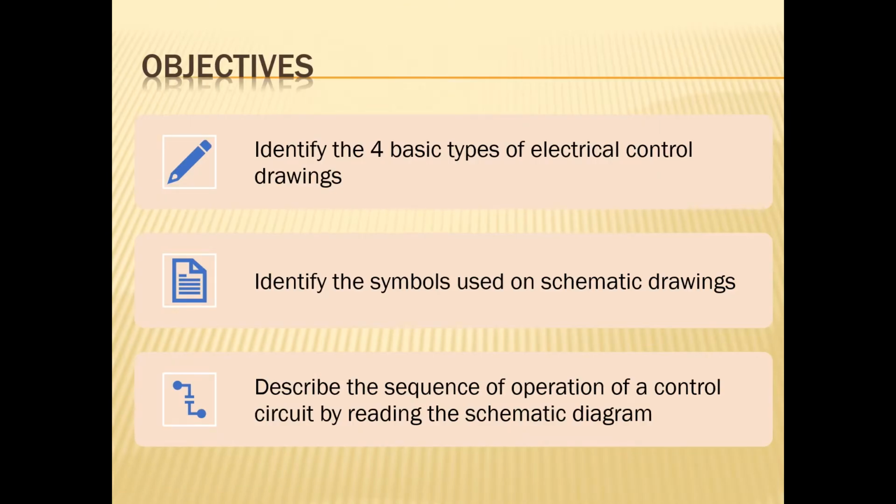This module has three objectives. First, we're going to identify the four basic types of electrical control drawings. Then we're going to look at the symbology that's used on those drawings, specifically related to motor controls. And then we're going to look at the sequence of operation of a control circuit.